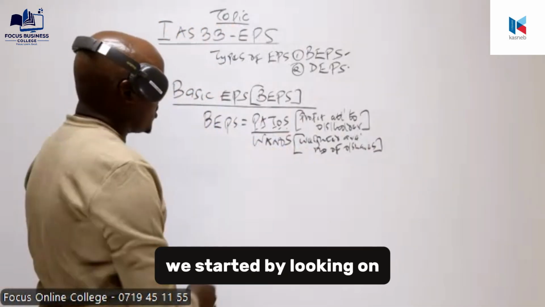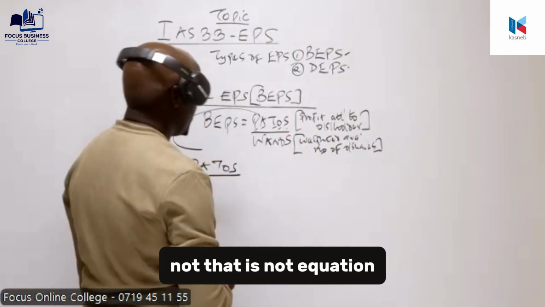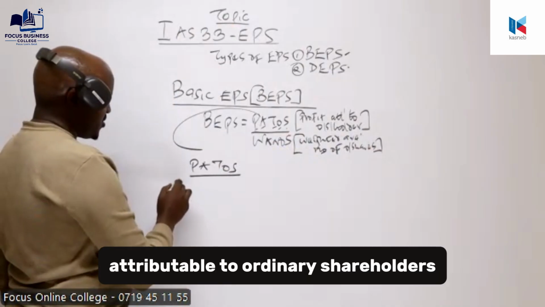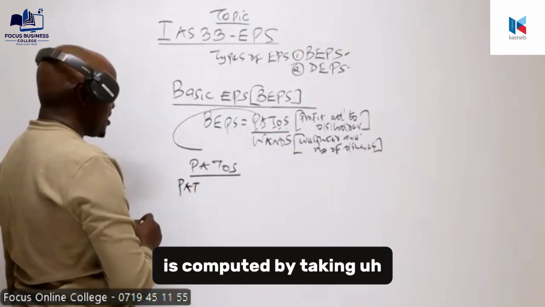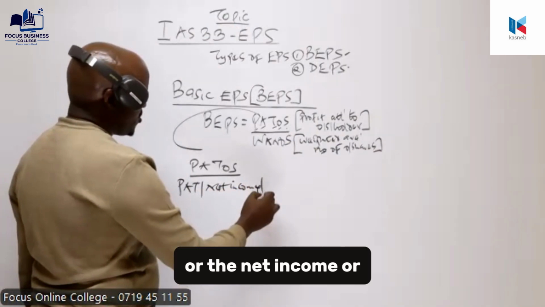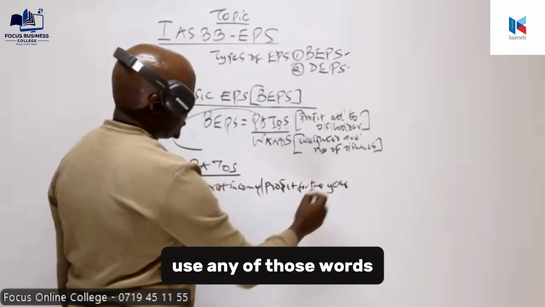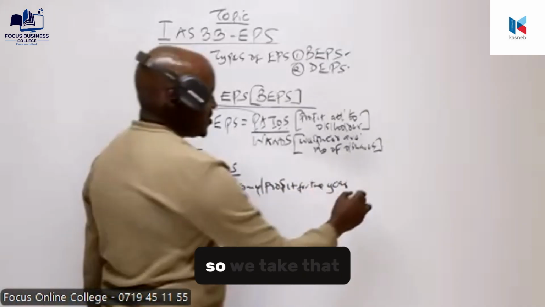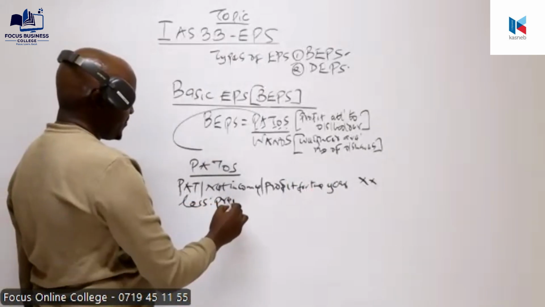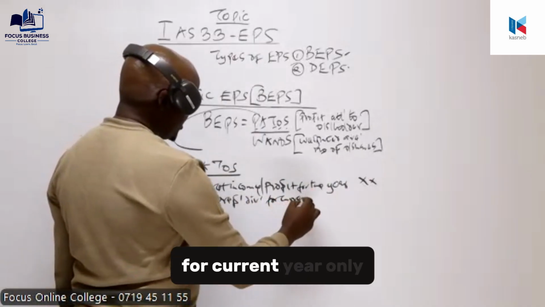So in our case, we started by looking at how we compute the first item within our formula. We started by looking at how we compute the PATOS, which is the profit attributable to ordinary shareholders. And actually we said this is computed by taking the profit after tax, PAT, or the net income, or the profit for the year. The examiner, we said, can use any of those words, but basically all these mean one and the same thing. So we take that, and to this we said we less two items. We less the preference dividends for the current year only.